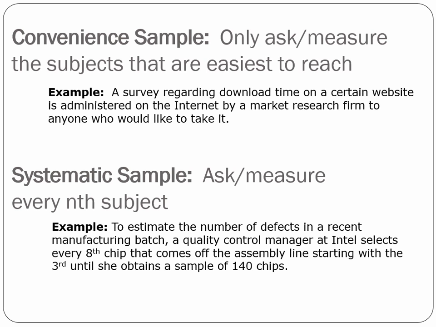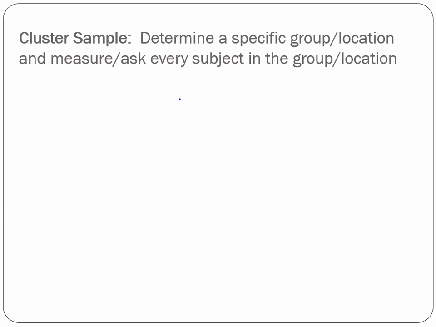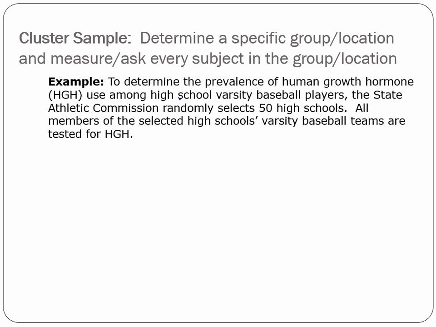Another type would be a cluster sample, where you determine a specific group and you measure every subject that's in that group. So this would be like when we threw out the net yesterday with the jelly blubbers. Once you drew your net, then you had to measure everything in the net. So here's a different example to determine the prevalence of human growth hormone among high school varsity players. The State Athletic Commission randomly selects 50 high schools, right? So these are their clusters, all of the different high schools.